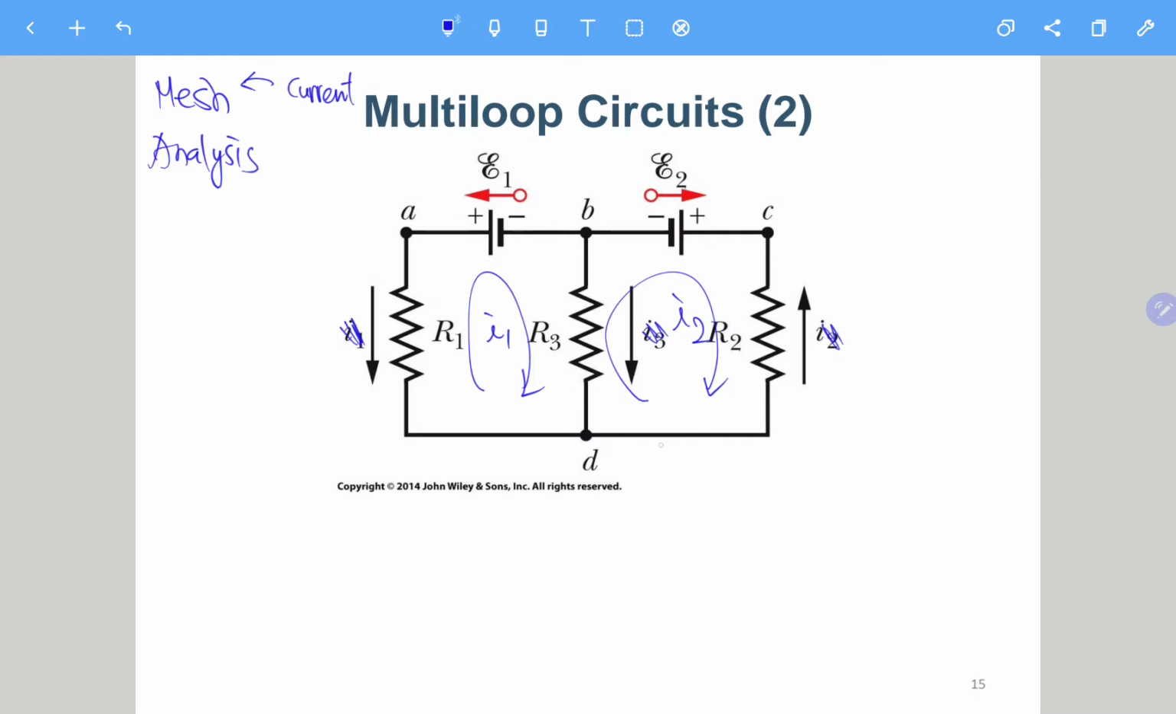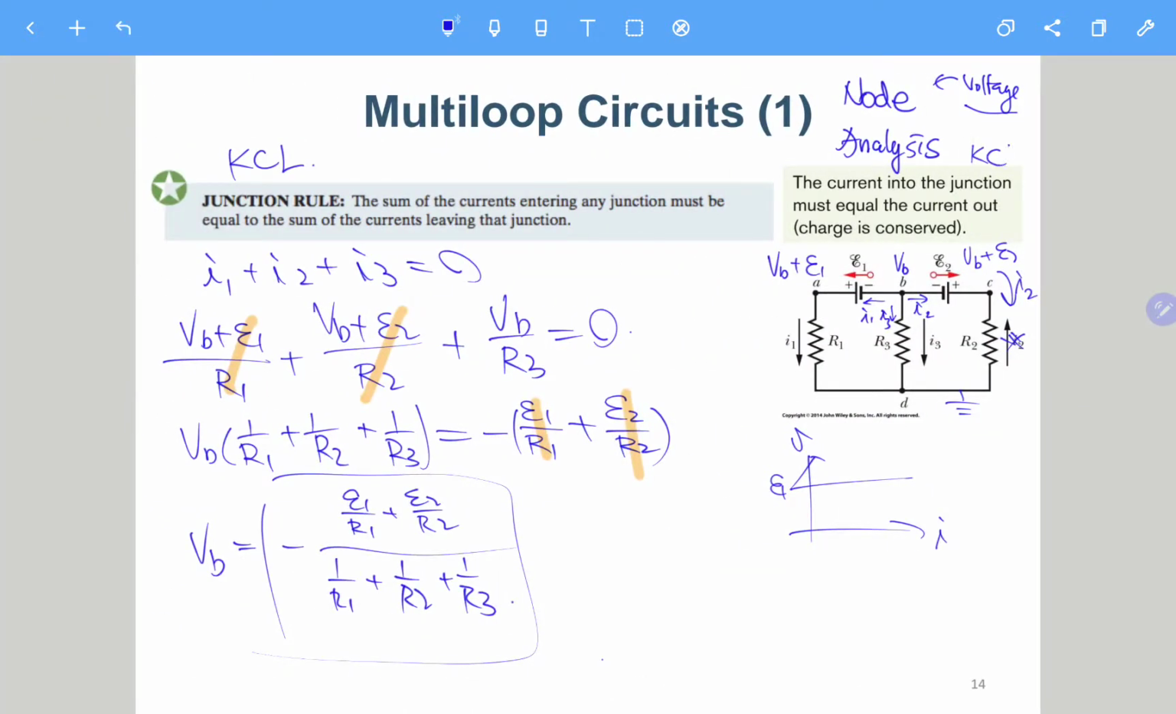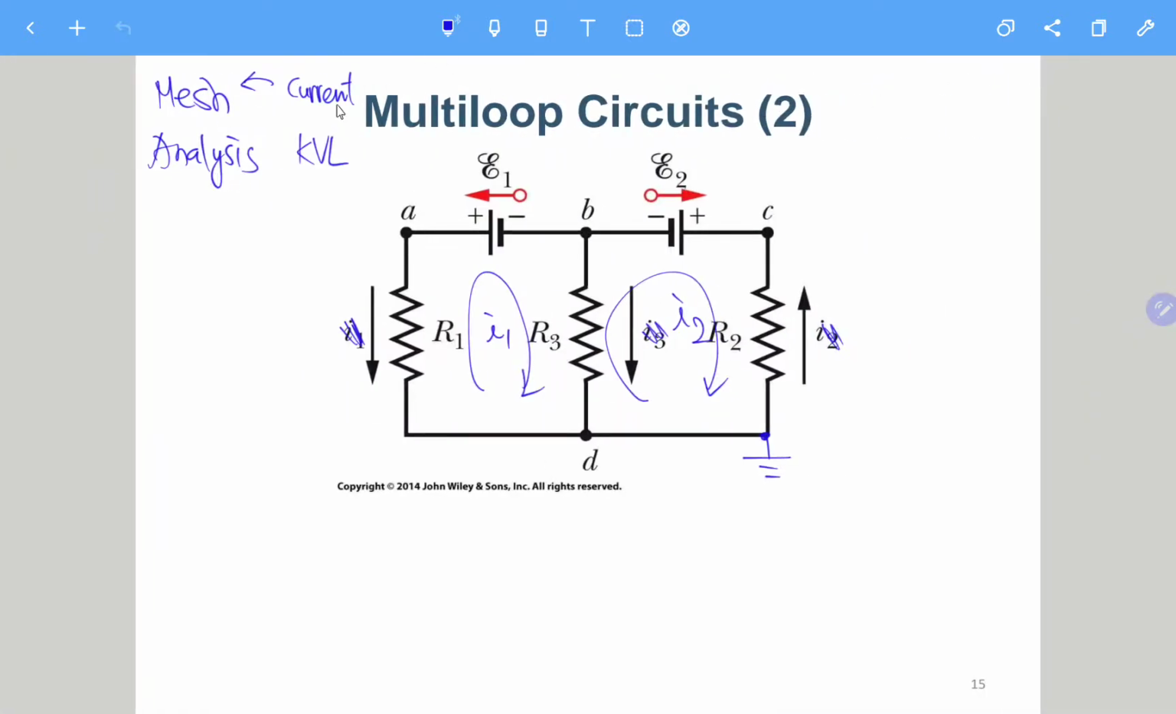Here we also define this node to be the ground. Then we can write the mesh equations. For the mesh equation, we use the KVL, and for the node equation, we use the KCL. So the KCL is about the voltage, and the KVL is about the current, so it's the other way around. Let's see how we can write two equations for these two meshes with I1, I2 unknown, and then we can solve them.